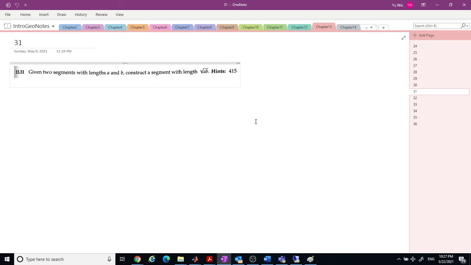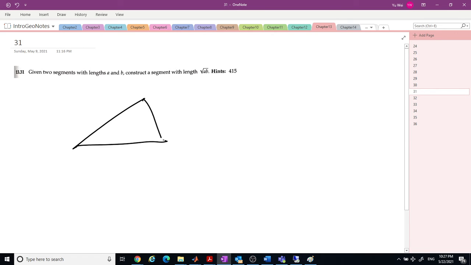Given 2 segments A and B, construct a segment with length root of A times B. Okay, so here, if we cut the segment into A and B, we can make a construction of a right triangle, where the right angle vertex is on the perpendicular line L to AB. And now this is the H.